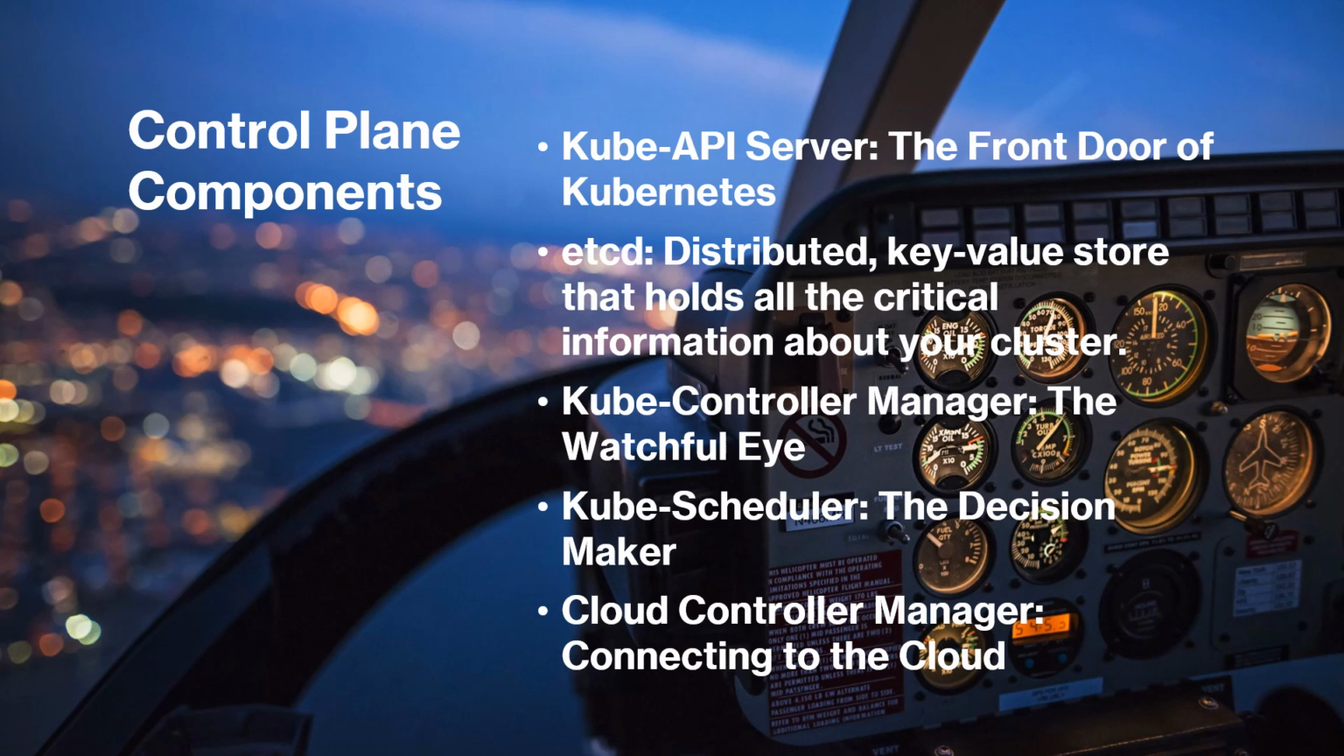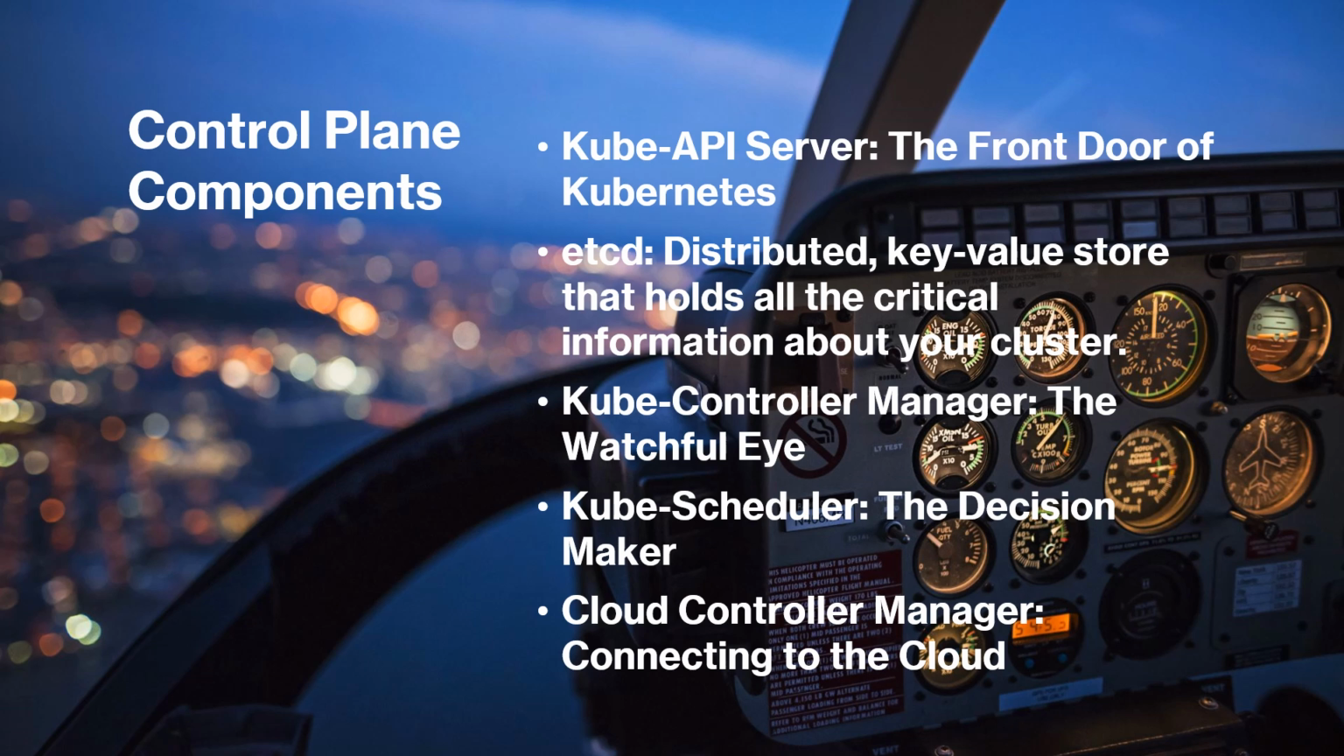Kube API Server, the front door of Kubernetes. The first piece of the control plane is the Kube API Server. You can think of this as the front door to your Kubernetes cluster. Every interaction, whether it's deploying an application, scaling a workload, or making configuration changes, passes through the API server. The API server is responsible for processing all API requests, validating them, and then updating the etcd database, which stores all the state information about the cluster. Essentially, when you tell Kubernetes to do something, it goes through the API server first.